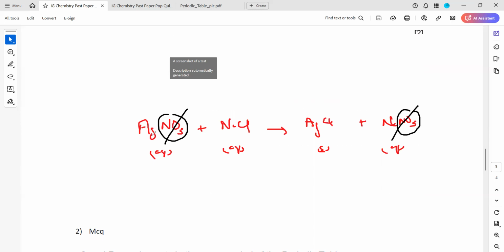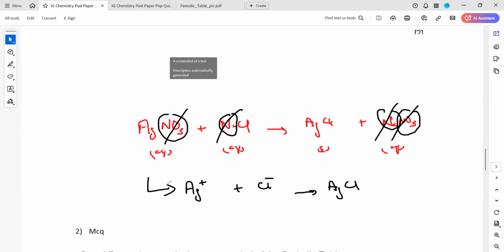Then we have here silver is aqueous, here silver is solid, so we cannot cancel out. Then we have sodium ion aqueous here and sodium ion aqueous, so we cancel out that. So what ions are left? We are left with silver ion and chloride ion to form AgCl. But in the exam, you're not supposed to show this working. Directly, you have to write the answer.